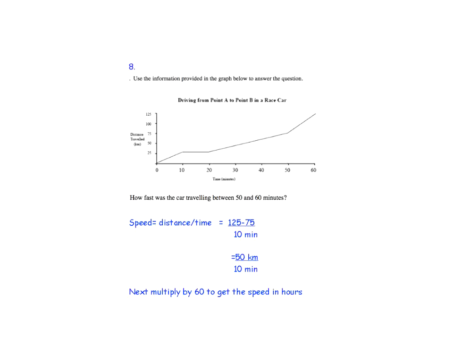It says, use the info provided in the graph to answer the question. So we're driving from point A to point B. You can see we have distance on this axis, time on this axis. The question says, how far was the car traveling between 50 and 60 minutes? So this is the part that we're interested in right here. Sorry, it says how fast was the car traveling.